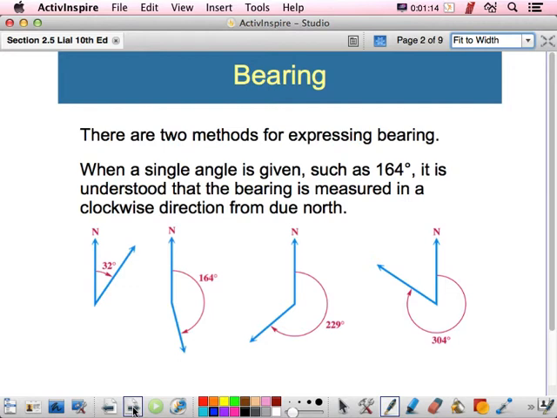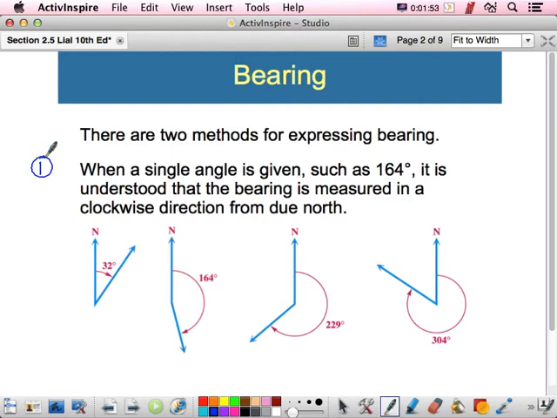So when you're dealing with something out in the real world, such as airplane travel or ship travel, and one object in relation to another, you are typically talking about bearing. And unfortunately, it is measured completely differently than rotation in the XY axis system. When a single angle is given, such as 164 degrees, it is understood that the bearing is measured in a clockwise direction from due north. This is the first method of measuring bearing.